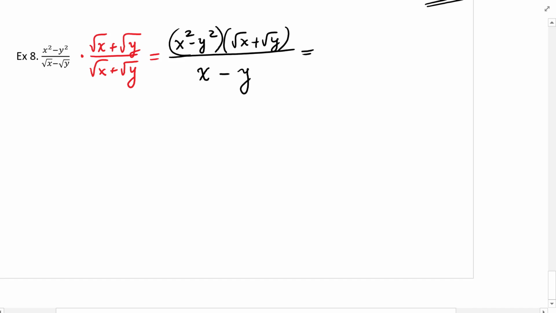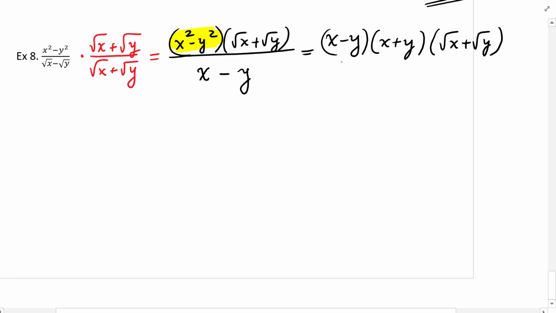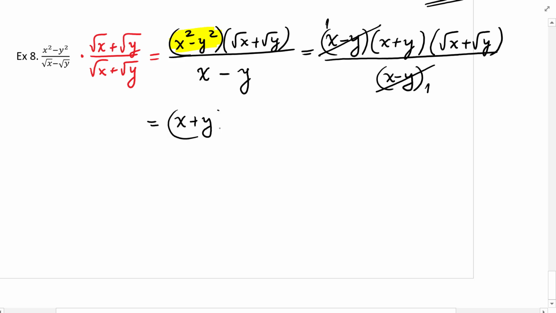Now at the numerator, I see this x squared minus y squared, which we've used today, but before we had to multiply, now we have to factor it. So we have (x minus y)(x plus y) times (square root of x plus square root of y), everything over x minus y. So we can see how this quantity cancels with this one. We get 1. So then the final answer is (x plus y) times (square root of x plus square root of y). No more radicals at the denominator.